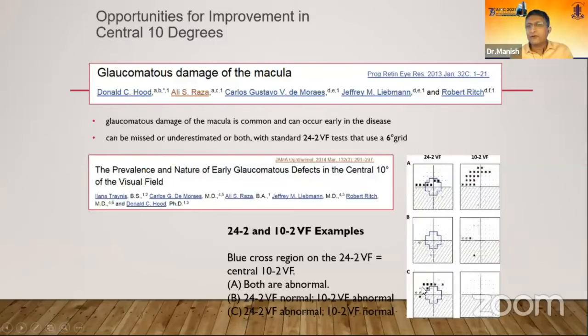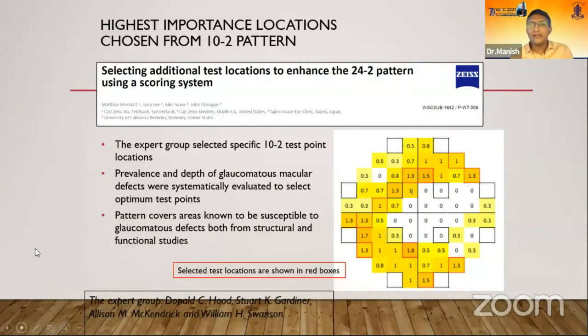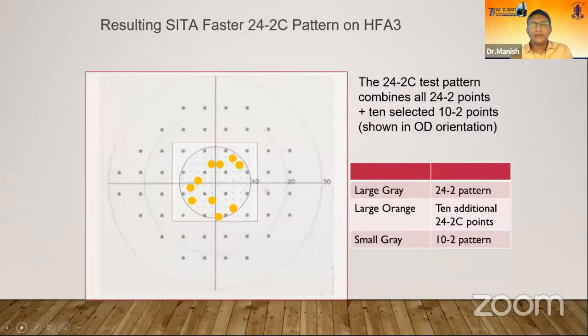So it is very important to test the central field, and it is not only in advanced glaucoma, but even in early glaucoma. So experts were assigned to determine which are the points in the 10-2 field which seem to carry more weightage, and they identified these 10 points which were included in the 24-2.